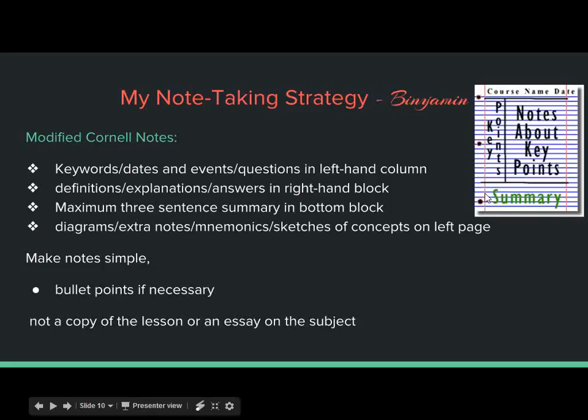And then at the bottom in the block, you write a summary of the lesson or whatever you're taking notes on. And this summary should be no more than 3 sentences.